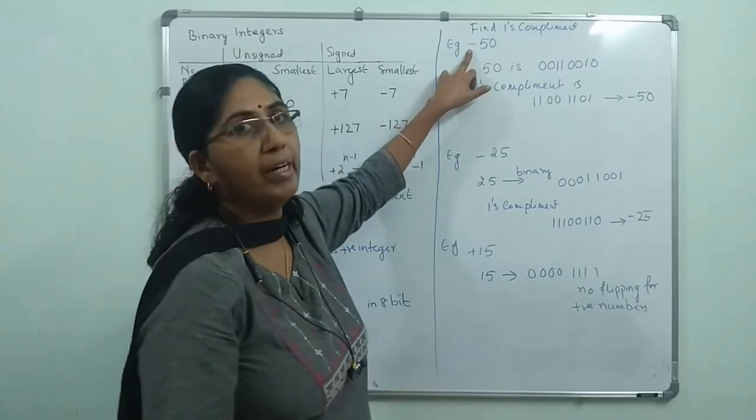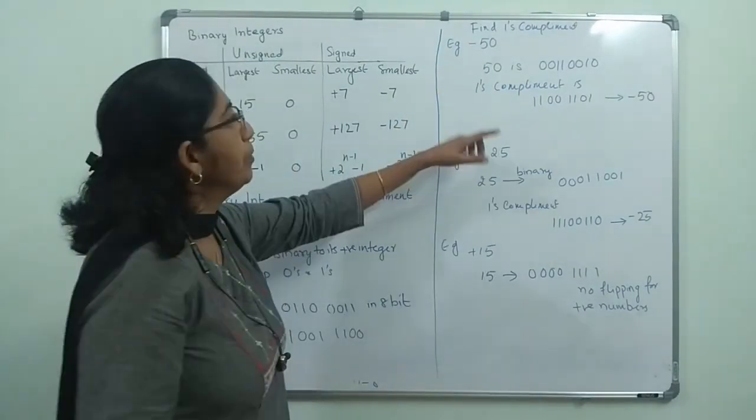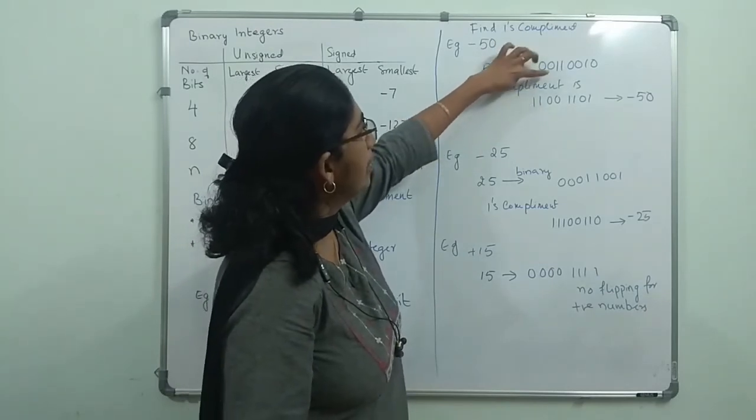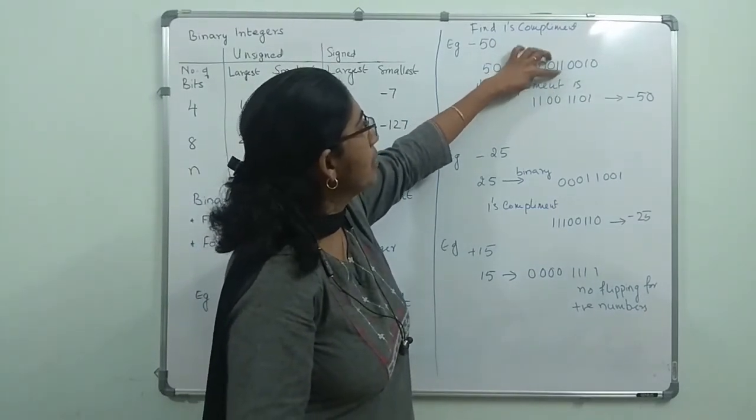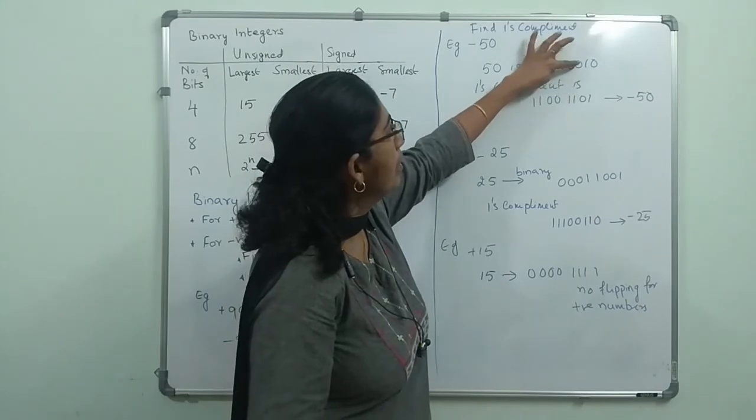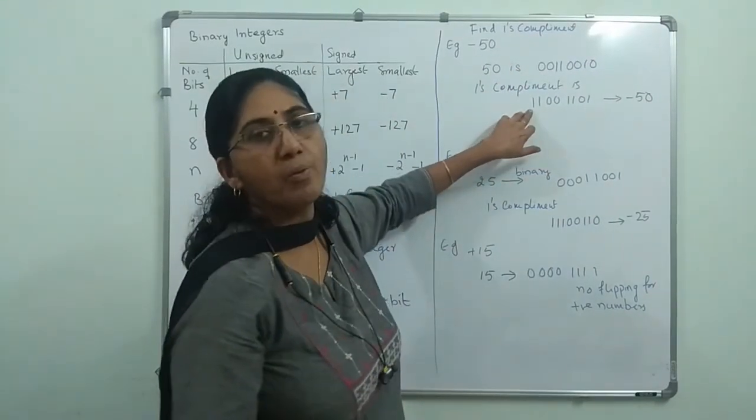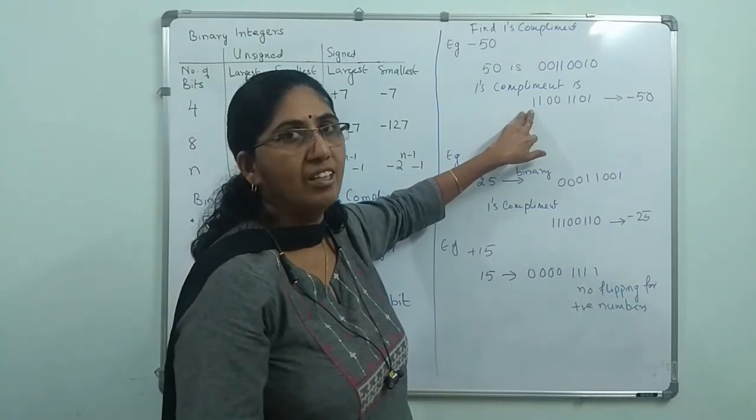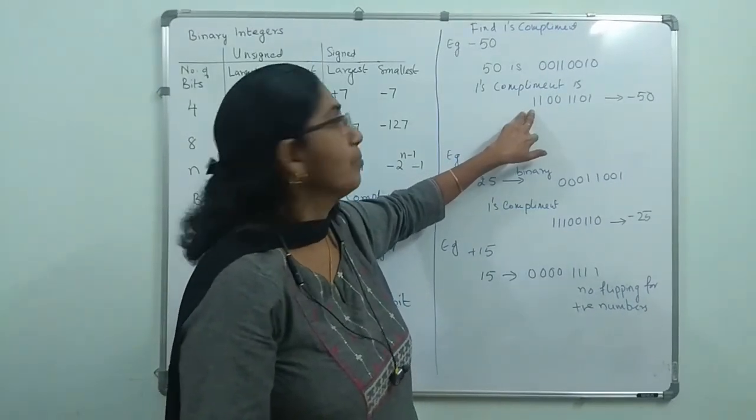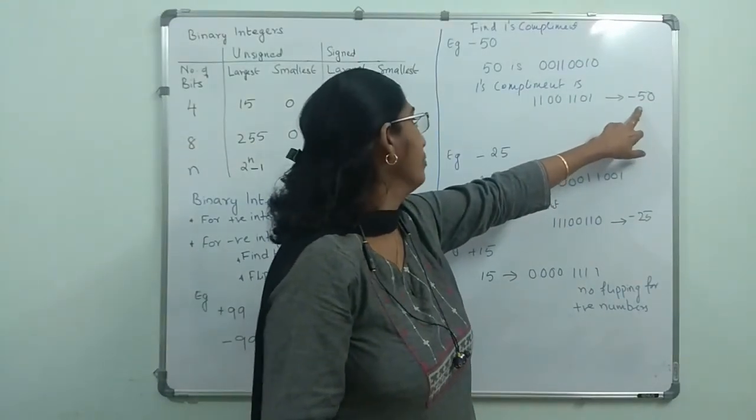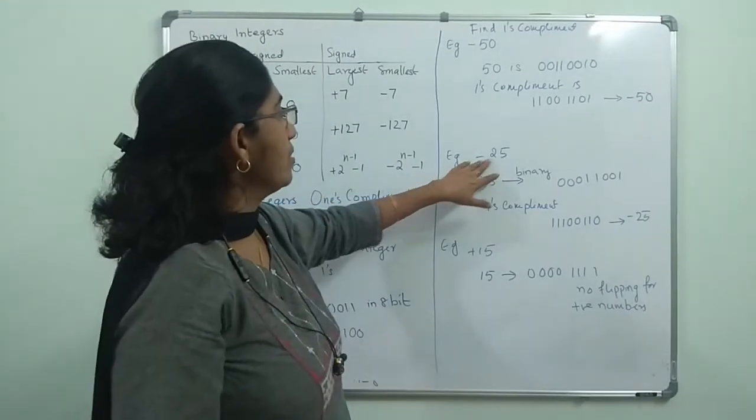We have to go for a negative integer, so you have to flip between 0 and 1. This 0 goes to 1, this 0 goes to 1, 1 goes to 0, 1 goes to 0, 0 goes to 1, 0 goes to 1, 1 goes to 0, 0 goes to 1. So you got the first place as 1 representing the negative integer. So this is how you represent. This has value minus 50. So you can try what it is for minus 25.